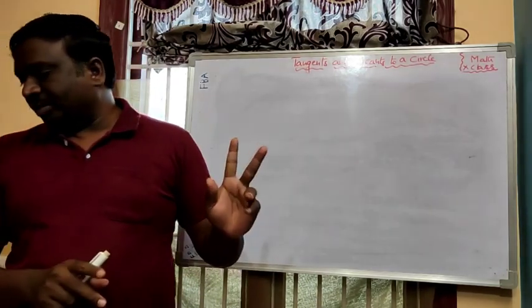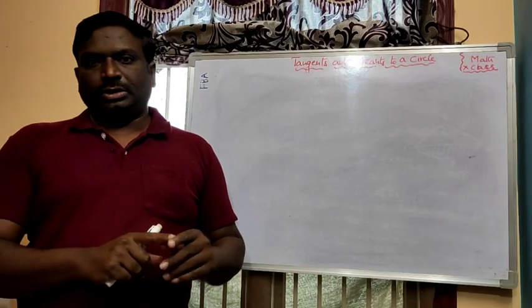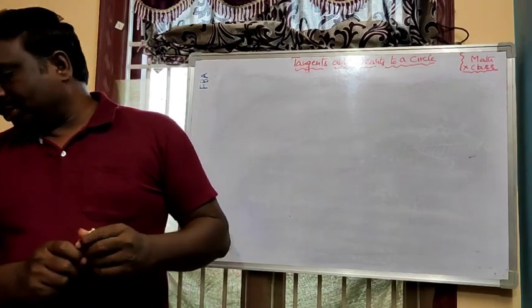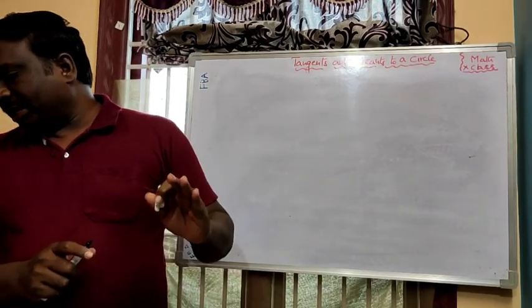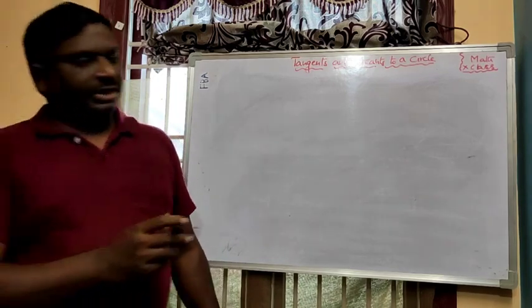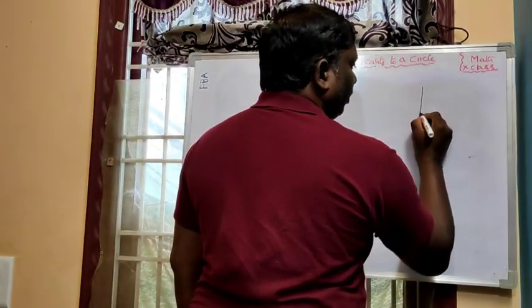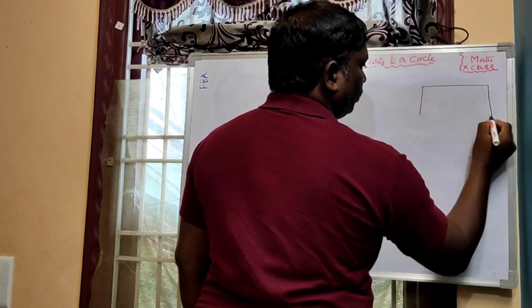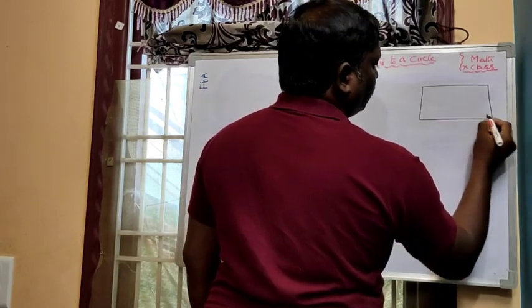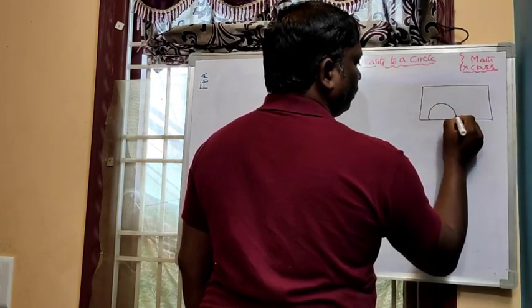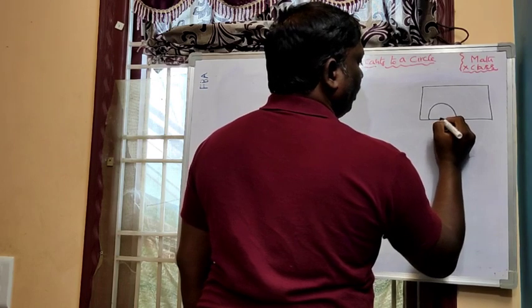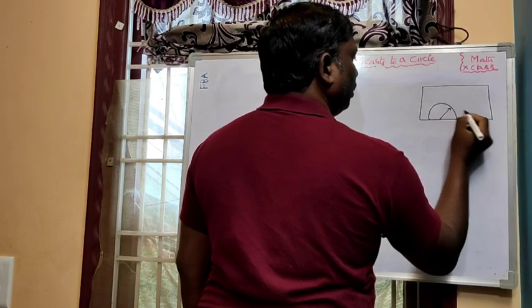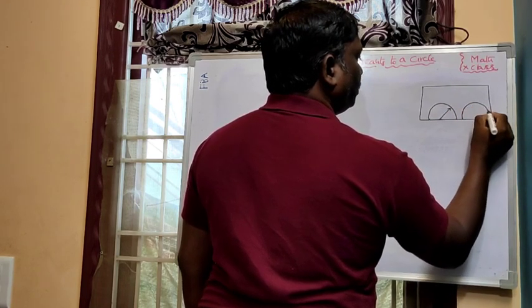A car has two wipers which do not overlap. Each wiper has a blade of length 25 centimeters. That means, see here, diagram and drawing. Suppose this is the car glass. So this is one of the wipers, and which do not overlap means another wiper.